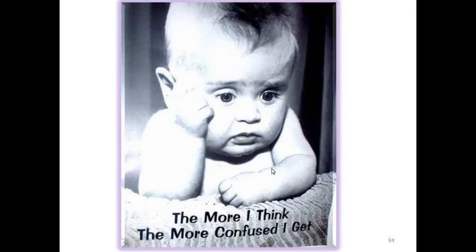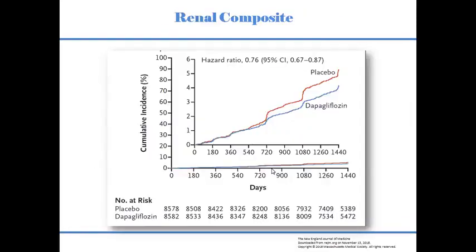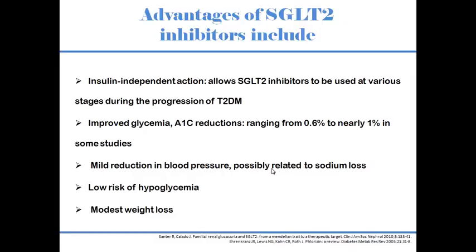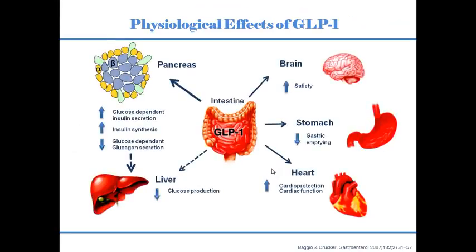The more I think, the more confused I get. Diabetic therapy and diabetes are getting confusing day by day. So we come to non-insulin injectables. Till now, the only injectables used for the treatment of diabetes were insulin. But now we have come up with non-insulin injectables. And what are they? They are GLP-1s. Yes, these are incretins. Let me go back to the incretins, sorry, just quickly. This is new stuff and I really like it.